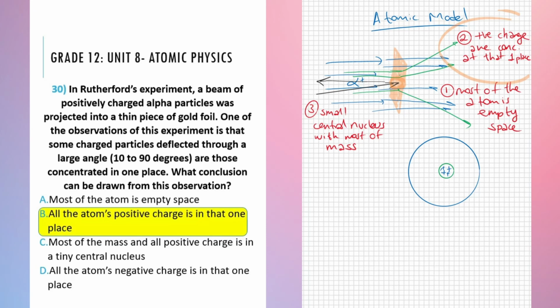The fourth choice says that all the atom's negative charge is in that one place. No. It's not the negative charges, it's the positive charges. It's not mentioned in this experiment, but he said that the negative charges actually are on the outside of the atom, rotating around it. That was one of his conclusions, but that wasn't from this experiment. So that leaves choice B to be the correct answer.